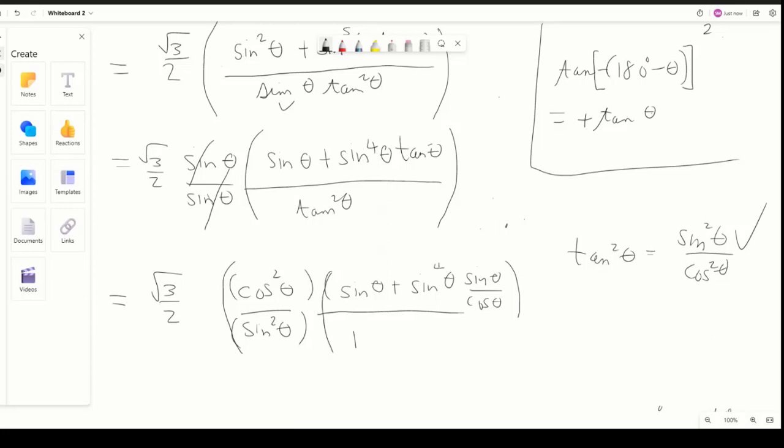Right. Sine over cos. So I need a cos there. I need a cos there. If I multiply that, that cancels with that cos. I have a cos, yeah. Okay.